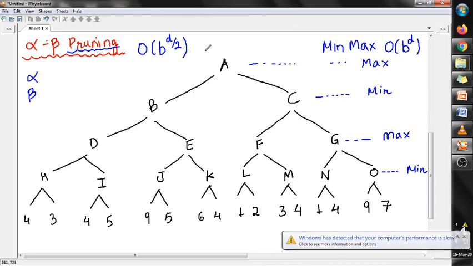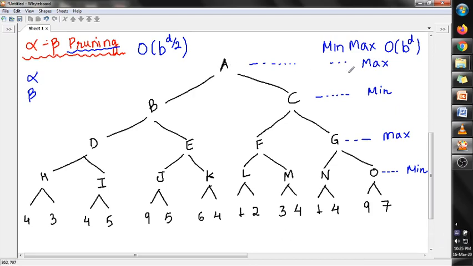And what are alpha and beta? Here the max node is referred to as alpha, and the min node is referred to as beta. And theoretically we assume that the initial value of alpha is minus infinity and the initial value of beta is plus infinity. Okay, so let us start our process.